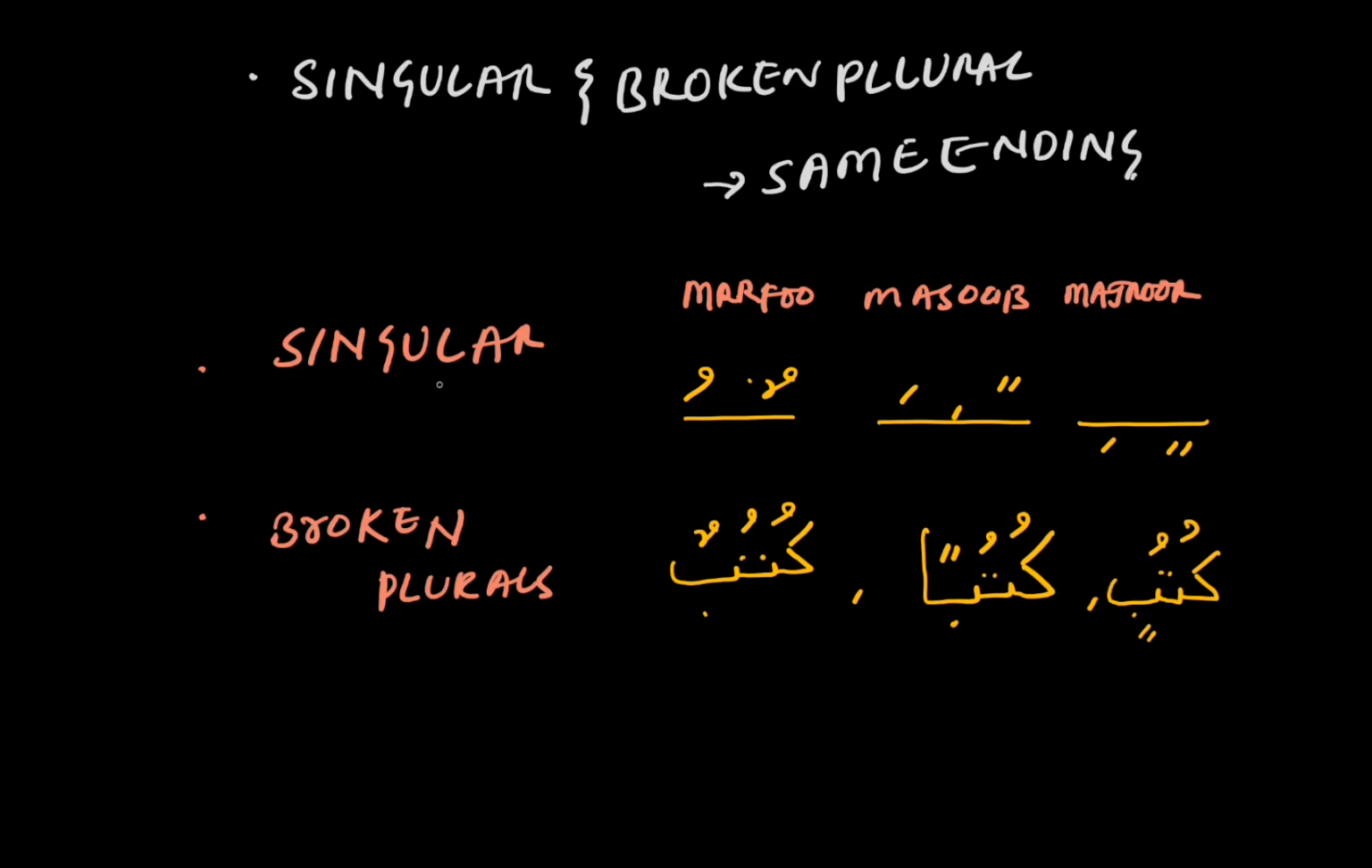So we'll revise once again. Singular nouns in the marfu state will be having dhamma or a double dhamma. Broken plurals will be having double dhamma. In the mansub state, fatha for singular nouns, and broken plurals will be having double fatha at the end, that is kutuban. And for the majroor state, singular nouns will be having a single kasra or a double kasra. Broken plurals will be having the double kasra at the end, that is kutubin. So both singular and plural nouns will be having the same case endings.